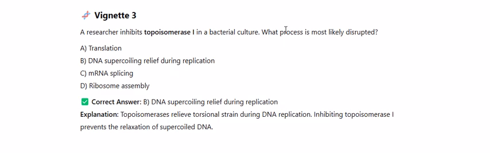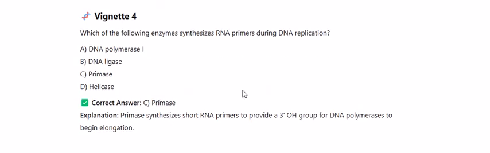Which of the following enzymes synthesizes RNA primers during DNA replication? A. DNA polymerase 1. B. DNA ligase. C. Primase. D. Helicase. Explanation. Primase synthesizes short RNA primers to provide a 3' OH group for DNA polymerases to begin elongation.